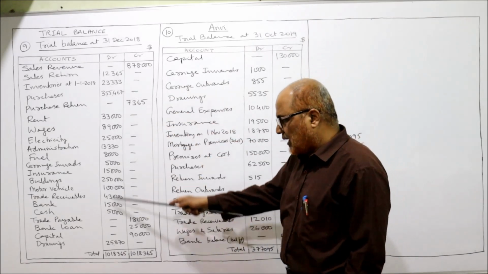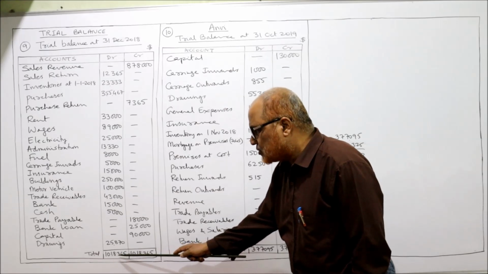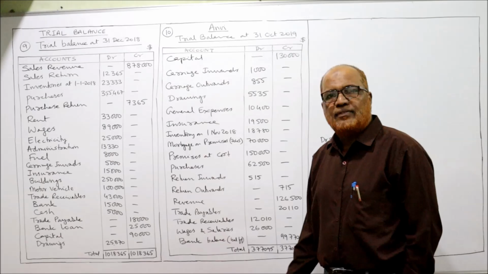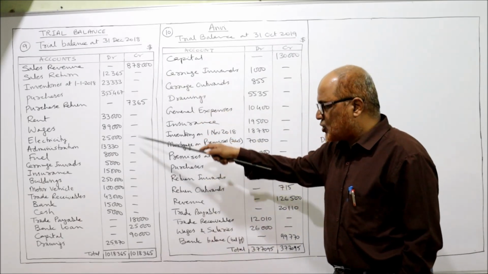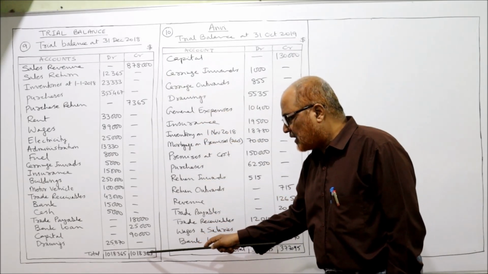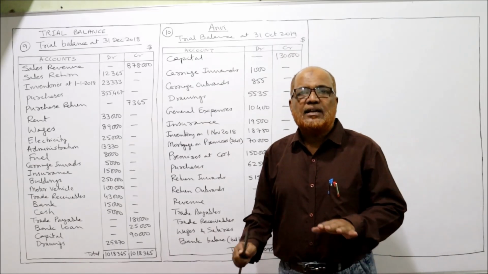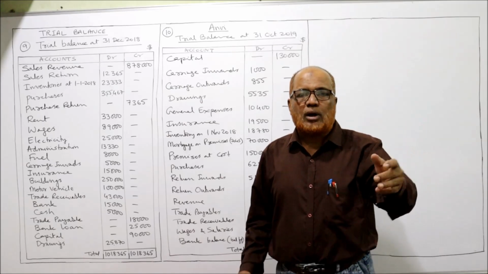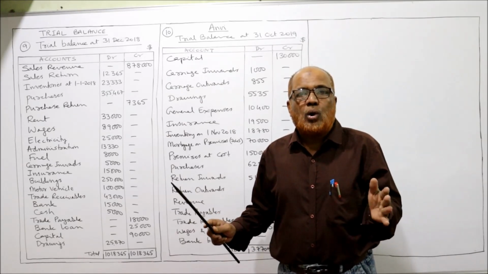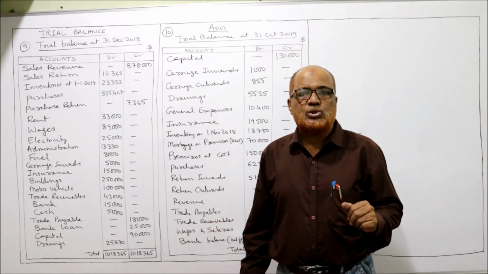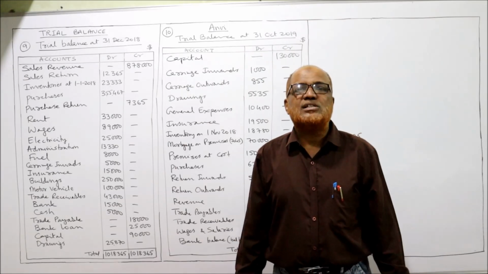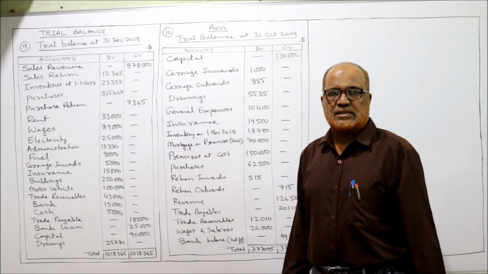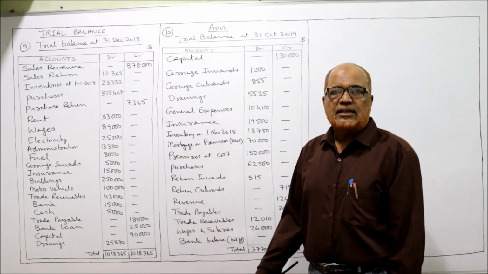The debit column total is 10,18,365. And on the credit side also, if you take the total, it is coming to 10,18,365. That means the trial balance is tallied. The total of the debit column and the total of the credit column are equal. There are no errors in the books of accounts. No need of any suspense account. The totals of both the columns are equal. That's it. This is problem number 9.